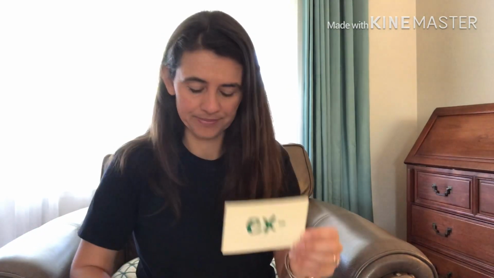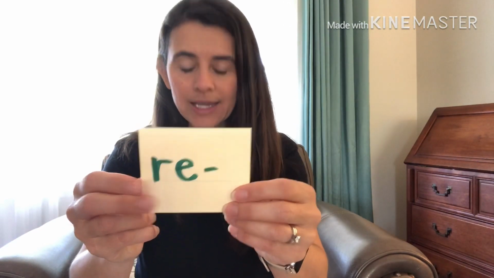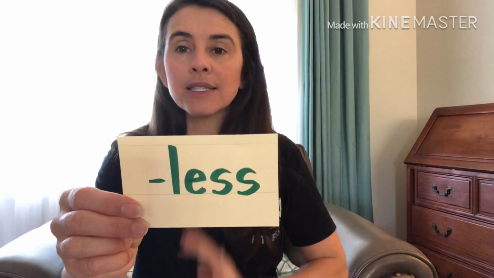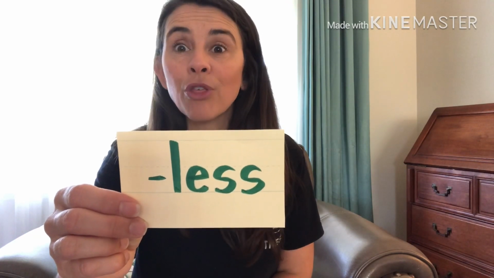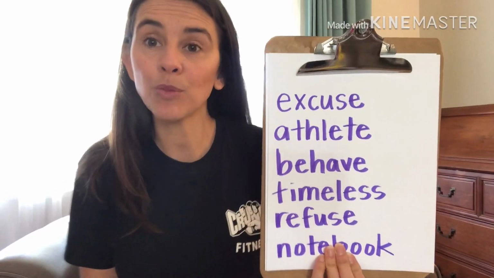We're also going to be looking at some word parts. For example, you might see these at the beginning or ends of words. Ex, like in excuse. Re, as in retie, and re means to do again. Less comes at the end of the word. It's a suffix, and it means without. So if someone is toothless, it means they don't have any teeth. Okay, let's read some words together.